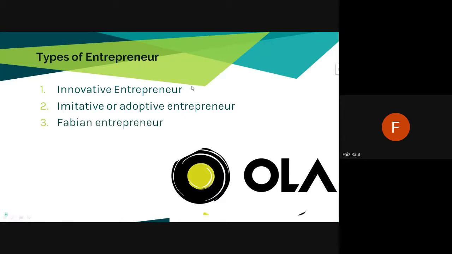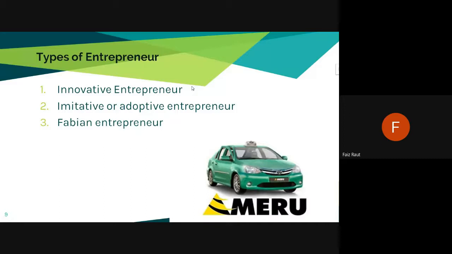Okay. Third one is the Fabian entrepreneur. Fabian means they generally don't want to adopt anything. They are not very proactive. Okay, they stay a little lazy and relaxed. Okay, there is this Meru.